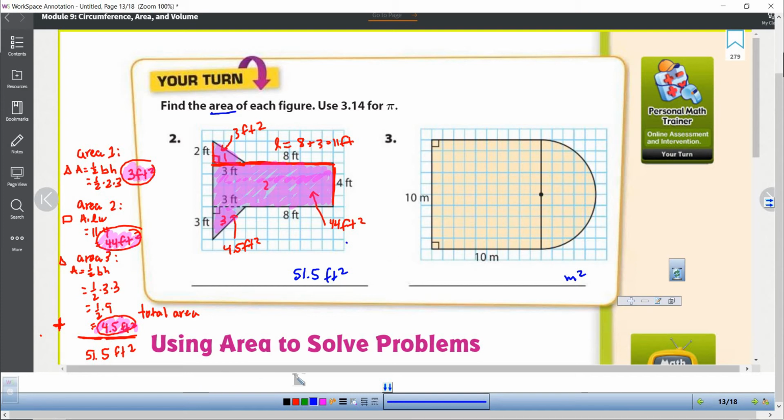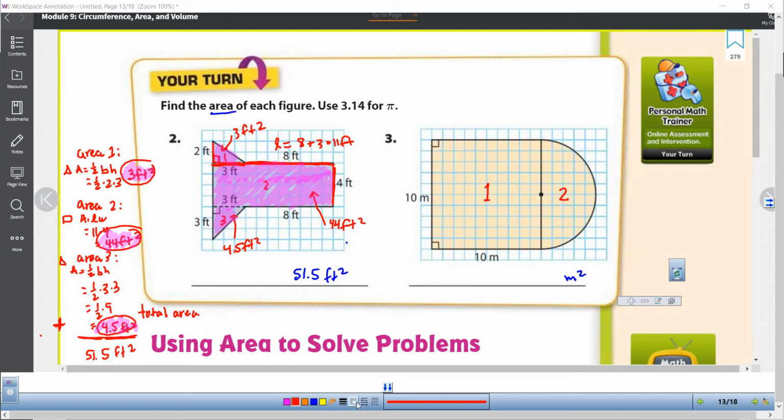All right, what about this one? So when you're finding the area of composite figures, sometimes it's not super clear how to break it up. This one's pretty clear. What do we have right here? Right here, I'm going to call this figure 1. Figure 1 is a square, and what do we have here? Figure 2 is half of a circle, right?